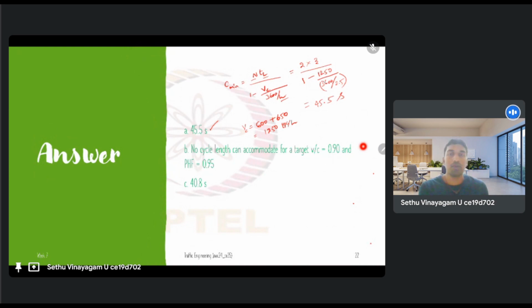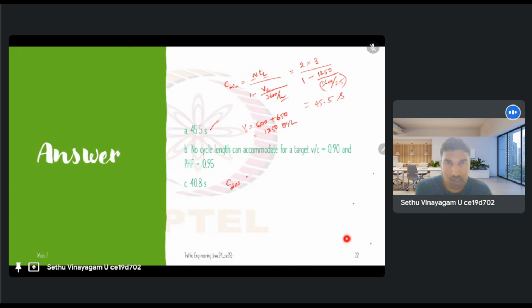Okay, the second part was to find the desired cycle length for a target V by C ratio of 0.9, right? So here our objective is to achieve the target V by C ratio of 0.9. So we have to adjust the cycle length some way so that the V by C ratio will be 0.9. Considering that during the peak hour we have 95% of the whole hourly traffic. Okay, PHF is 0.95. So in that case, how do we do it?